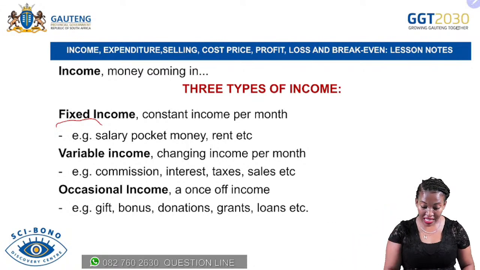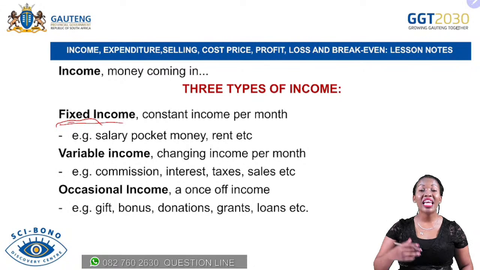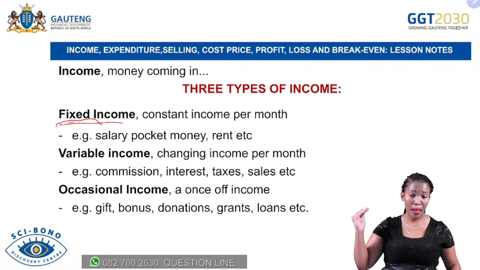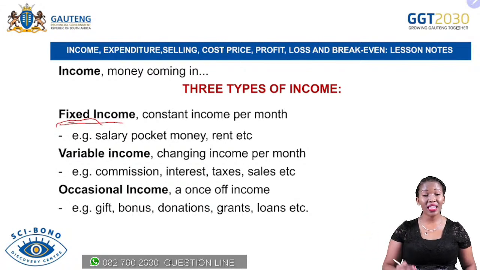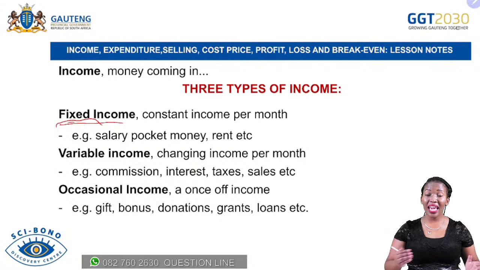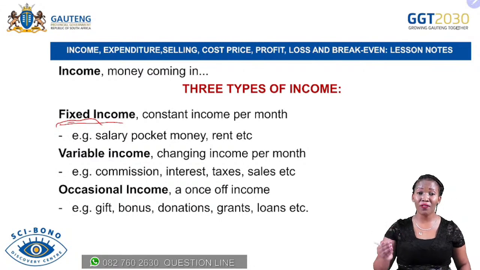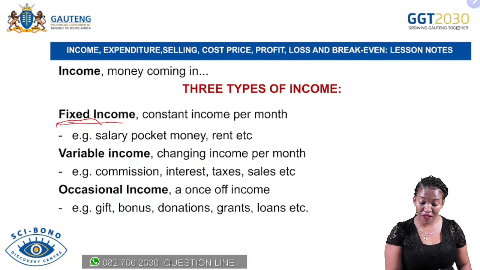And a perfect example of a fixed income would be a salary. For someone like myself as a teacher, my salary will stay the same every single month. If I'm earning 15,000 a month, it means for this year, I'll be getting my 15,000 every month. That is why it's meant by a fixed income.